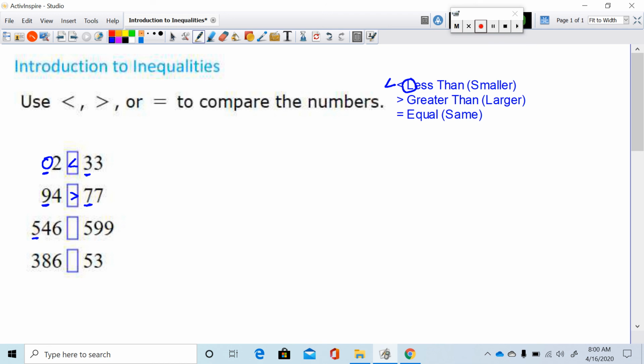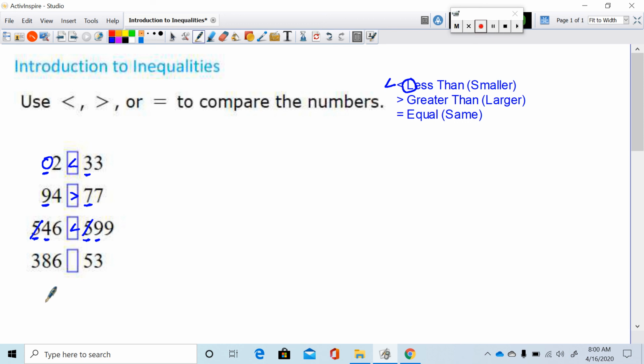Now this next one, you have 5s, so you have to keep going. You don't ever say they're equal unless all the numbers are equal. So the next number is 4 and then 9. Well, 4 is smaller than 9, so this whole thing is actually less than.